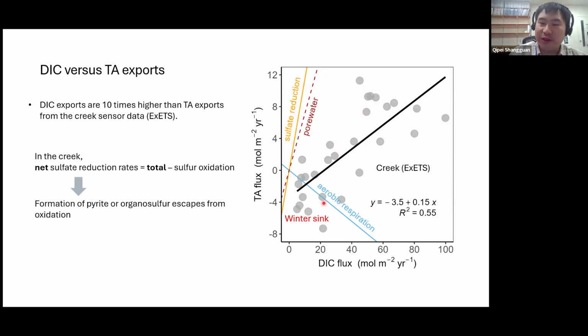I would also like to mention that we have some alkalinity sink during the winter time. So it's importing alkalinity, consuming alkalinity in the marsh platform. Let's assume that we have no sulfide reduction during the winter time. But aerobic respiration will generate little protons, but that's enough to consume the alkalinity and explain the wintertime alkalinity sink.